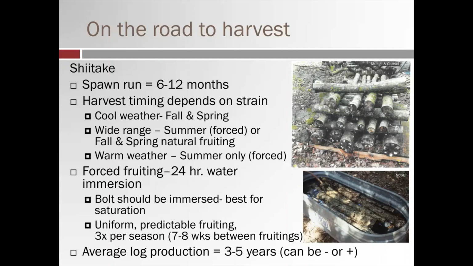Wanted to note too that average log production, again, this hasn't been tested in the Northwest, so we don't know yet, but in the Northeast at least, a single good log that's been treated well can produce between 3 to 5 years on average. But again, it depends on the species, it depends on a lot of factors, but that's the average.